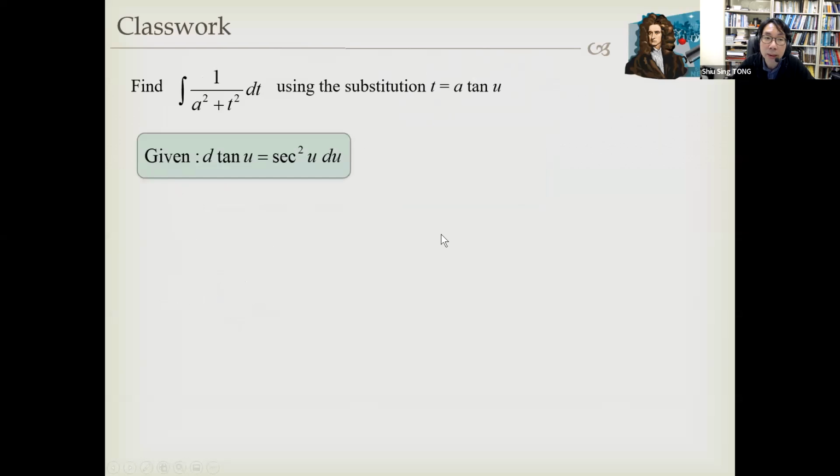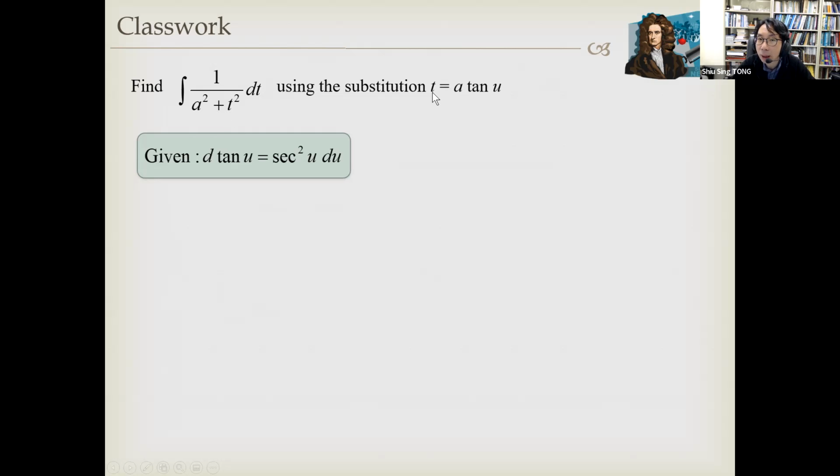Okay. Now let's have a break. But before having a break, let me challenge you with this problem: integrating 1 over a squared plus t squared. And I give you a hint.